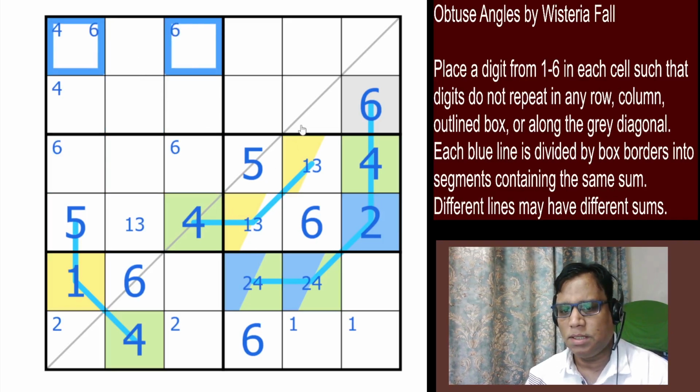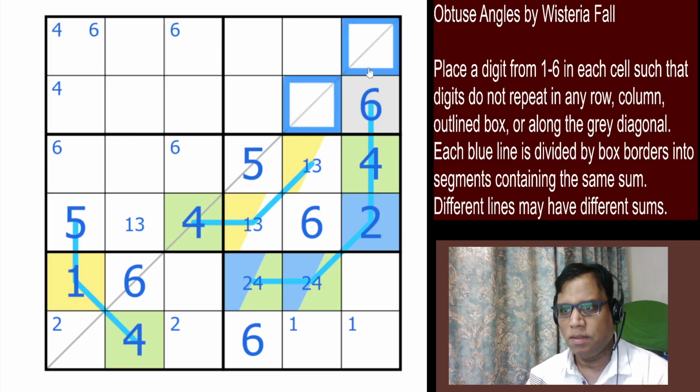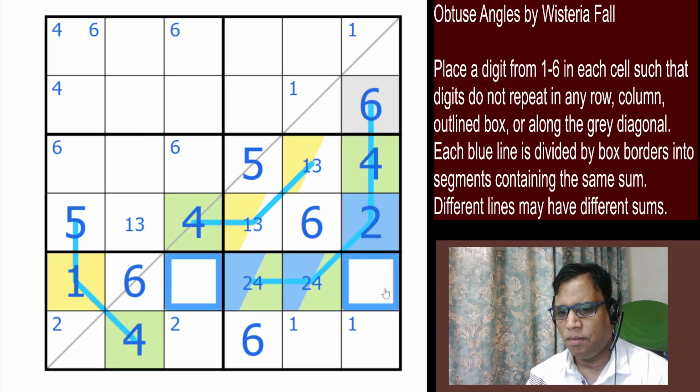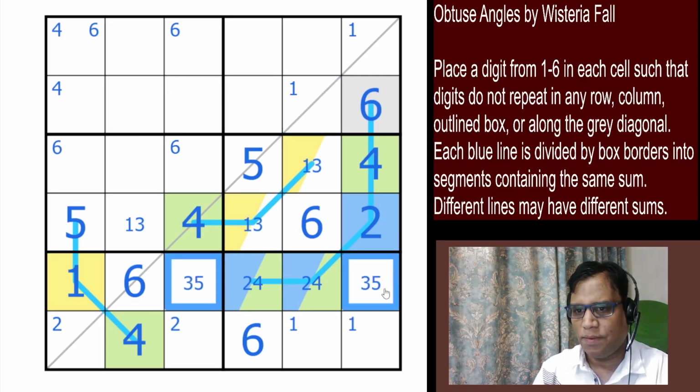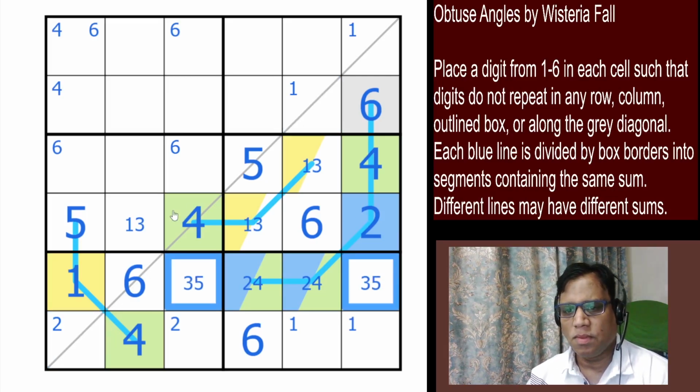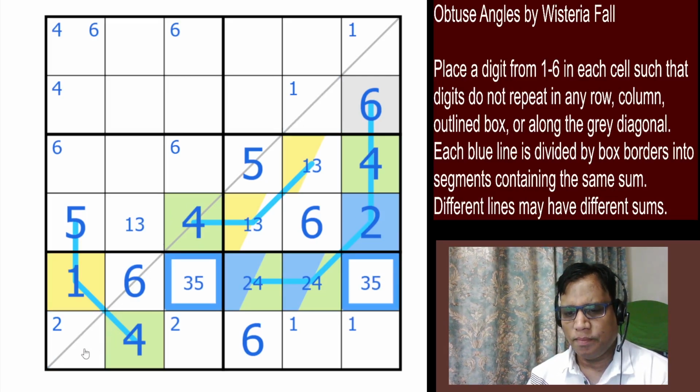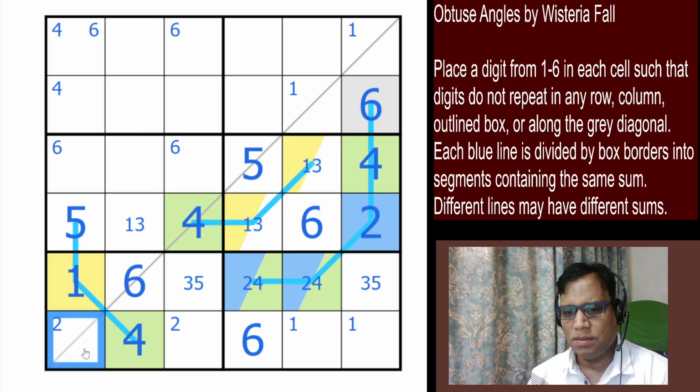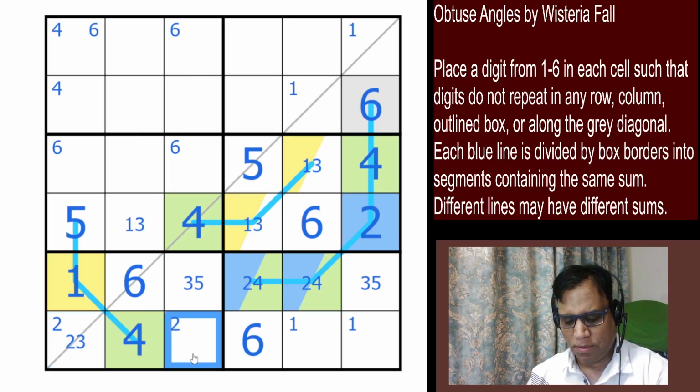What are the digits remaining on the diagonal? Where is 1 now on the diagonal? 1 is only here. Okay. Where is 2 on the diagonal? 2 is here or here. Okay. These two digits are again 3 5. Is that correct? 3 5. What's that digit? That must be 2 3, right? It says all 1 4 5 6. That must be 2 3, 3 5. That's 2 3 5, right?